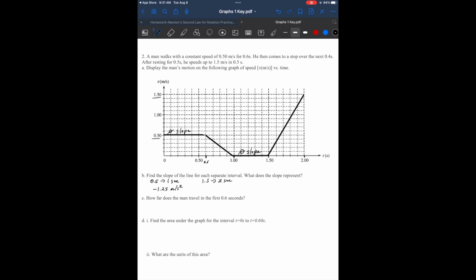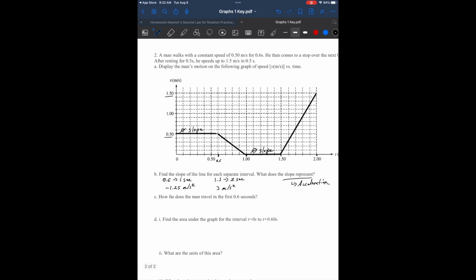The other one we need to calculate is from 0.5 to 2. Here we're rising, the change in y is 1.5, and then the run is 0.5. So 1.5 divided by 0.5, and there we get 3 meters per second squared. What does the slope represent? It's acceleration. It's a change of velocity over time, which is acceleration. Change of velocity is acceleration.